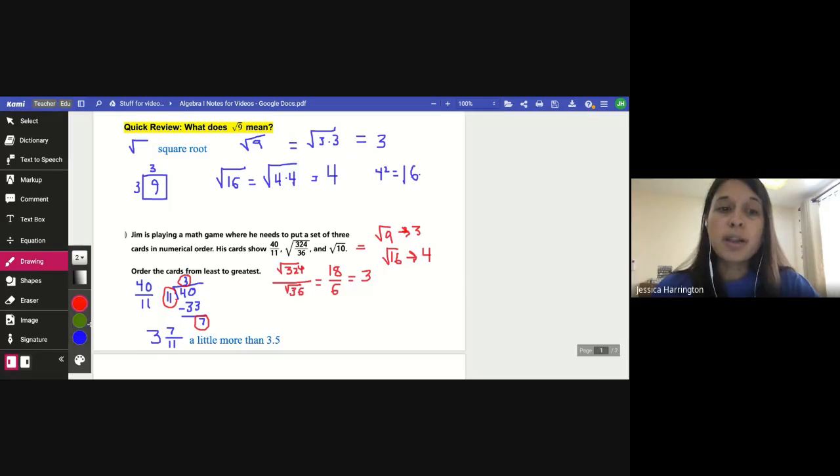So I know the smallest one is definitely 3. So I'm going to put 3 first. The second largest one is going to be the square root of 10, because I just figured out that it has to be just a little bit more than 3. You always want to write the original numbers they gave you. And then the biggest number is going to be 40 over 11, because we said that's greater than 3.5. So that's the order I have. And just to check, let's see what the square root of 10 is.